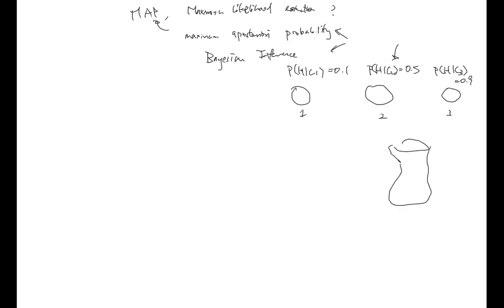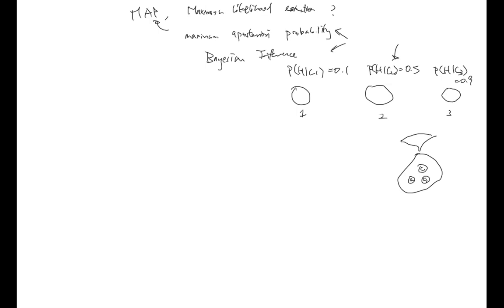Well, I don't know. I'm a very bad drawer, a bad artist. So maybe I have a bag here, and I have some coins in it. Some of them are coin 1, some are coin 2, some are coin 3. To start with, assume I don't know how many coins of each type are in the bag.